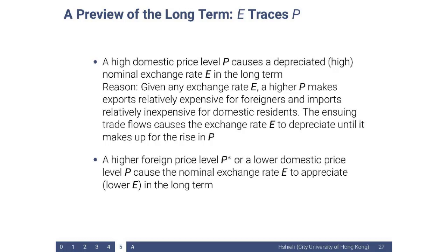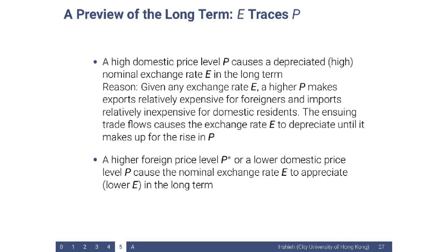Given any exchange rate, higher P makes exports relatively expensive for foreigners and imports relatively inexpensive for domestic residents. So this is just calling back the definition of the real exchange rate, where we have higher P disincentivizing people from consuming domestic goods and services and opting for imports. In doing so, they have to sell the domestic currency for foreign currency, or buy foreign currency, which will make foreign currency stronger and E weaker. So as we have higher prices, E therefore will obviously increase as well, right? That's the real mechanism rather than the monetary explanation.